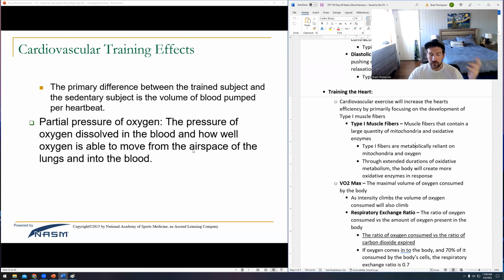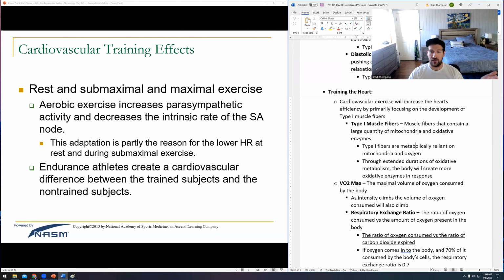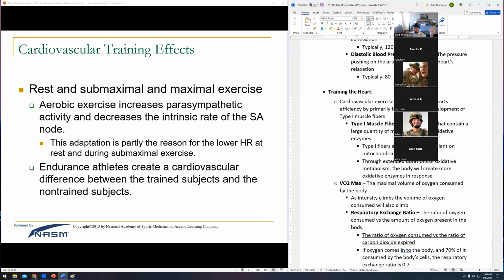Number one, we'll see that trained individuals will train their nervous system, and their brain will learn how to control that heart rate a little bit more effectively. The SA node will say, okay, we're used to this exercising thing. We don't have to race the heart rate.